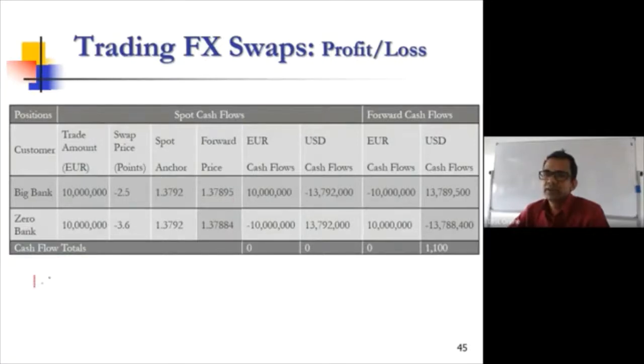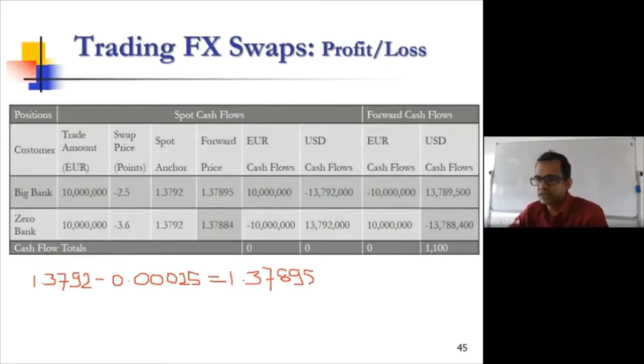The spot rate 1.3792 minus 0.00025. Then you should get 1.3789. Since this is a negative point, forward rate should be lower than the spot rate.